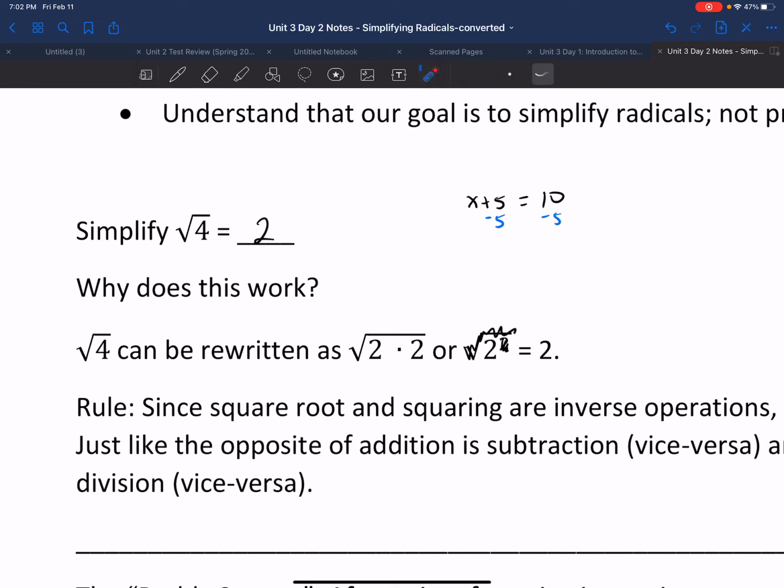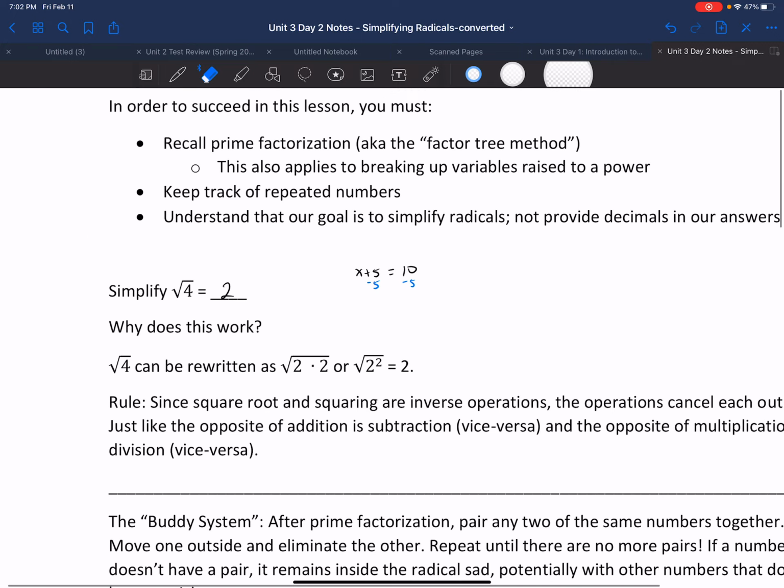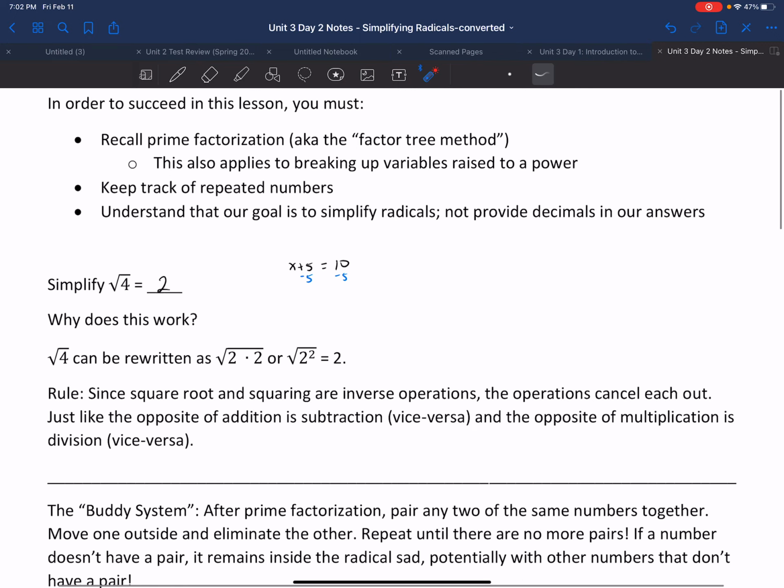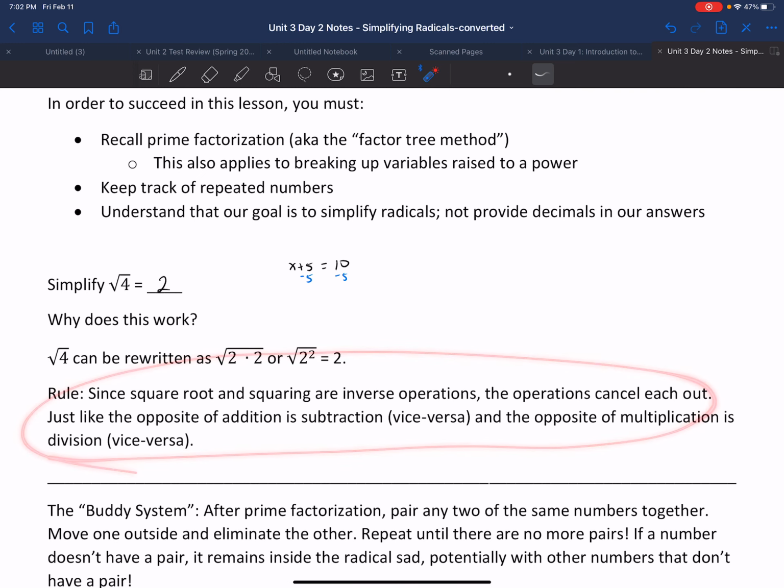The square root and the exponent of 2, they just don't like each other at all. And that's why they go away, and you're going to get 2 by itself. Okay, I think I explained myself way too much for this problem, but hopefully you understand. If you're having trouble following what I just said, you can go ahead and read the rule that I wrote over here.